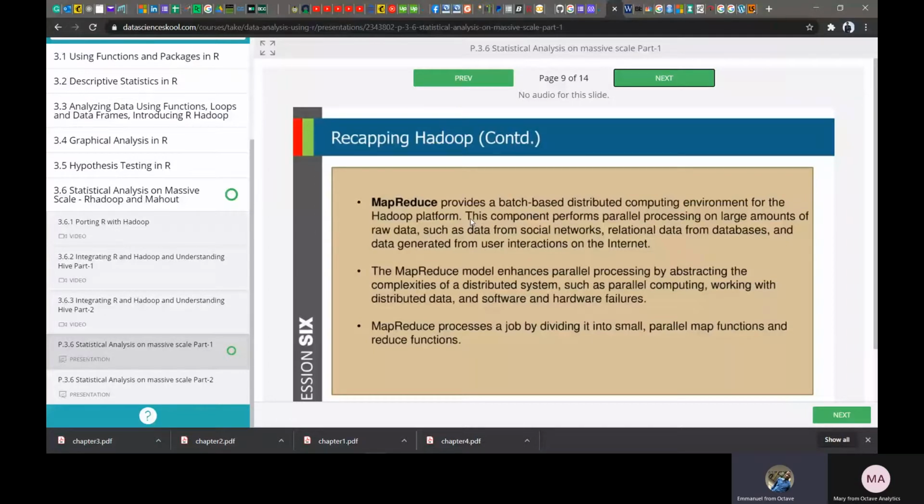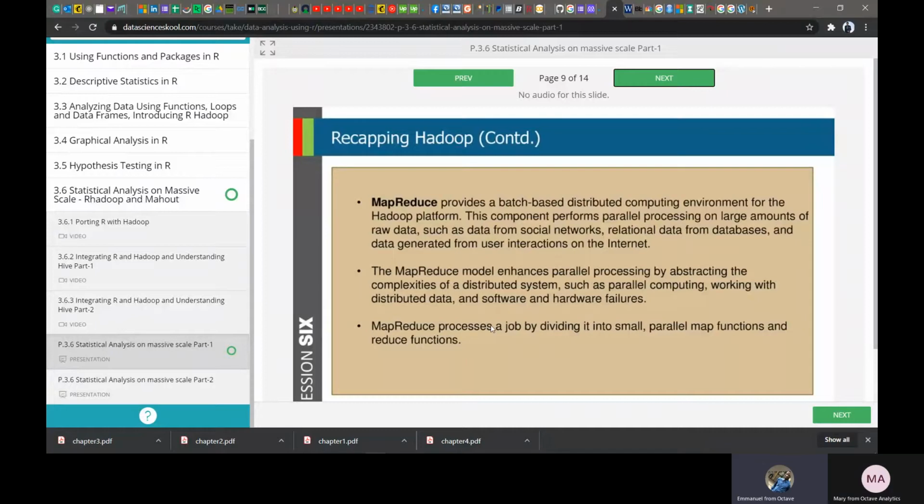This component performs parallel processing on large amounts of raw data, such as data from social media, relational data from databases, and also data generated from user interaction. So it works with structured and unstructured data. The MapReduce model enhances parallel processing by abstracting the complexities of distributed systems, such as parallel computing, working with distributed data, and software and hardware failures. You don't have to bother yourself about all of this. It does that in abstraction. So map processes a job by dividing it into small parallel map functions.